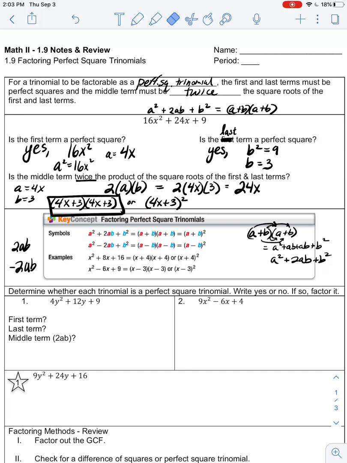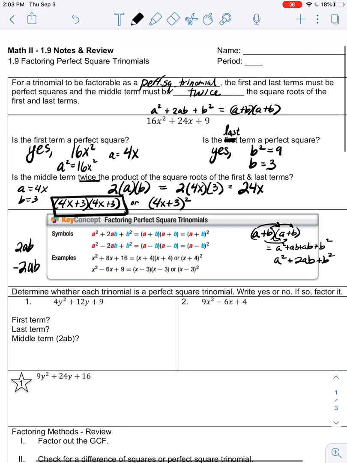All right, so looking at these problems, it says determine whether each trinomial is a perfect square trinomial. Write yes or no. If so, factor it. And you can technically factor these problems without even using the fact that it's a perfect square trinomial. I'll go over that after we do this first one. But I do recommend that you try to recognize the patterns so that way you're not spending the time going through and factoring. So the first term, is it a perfect square?